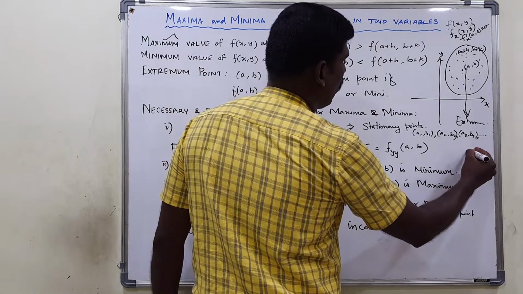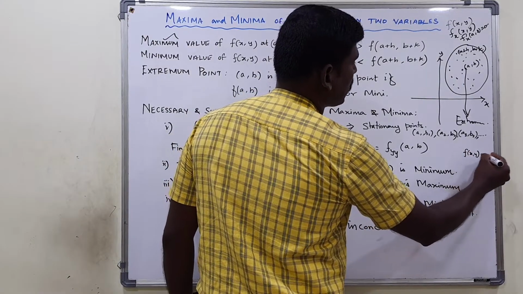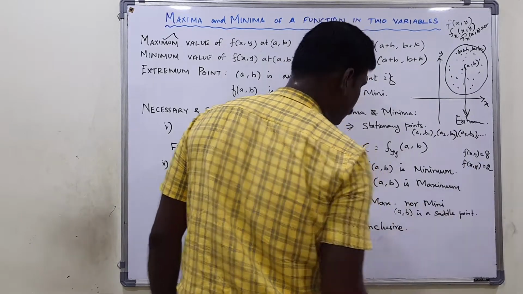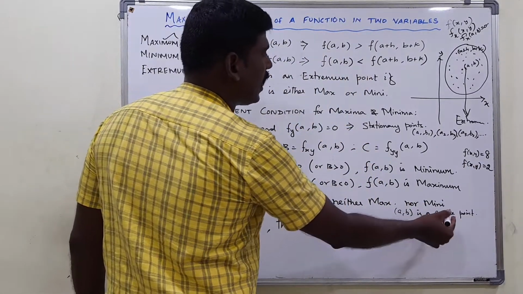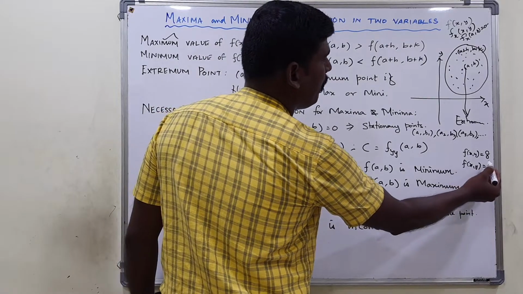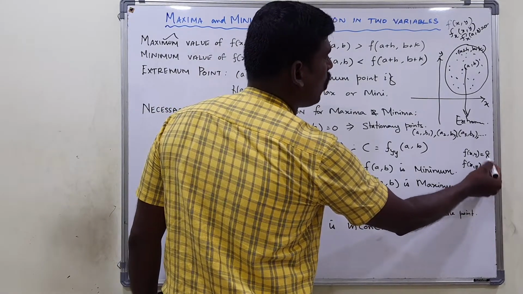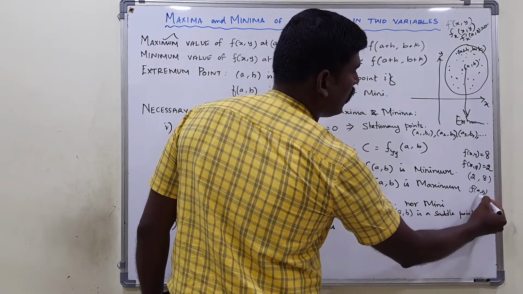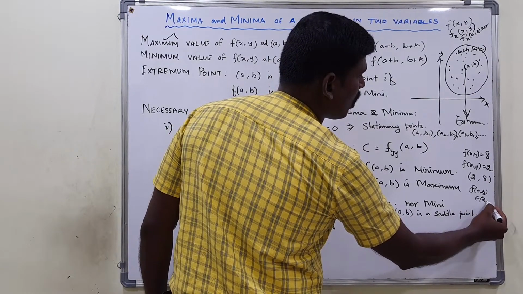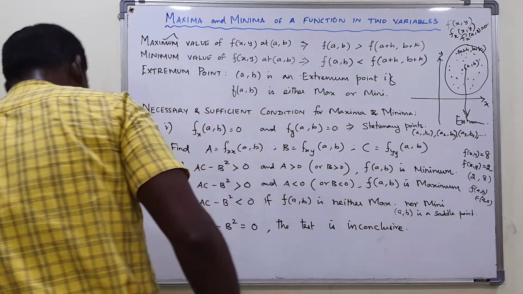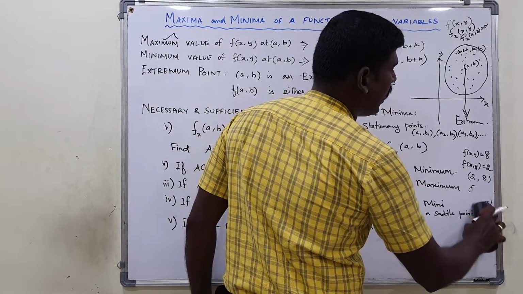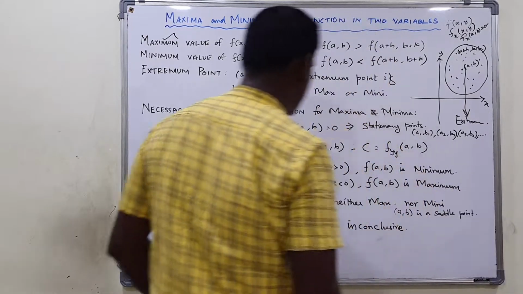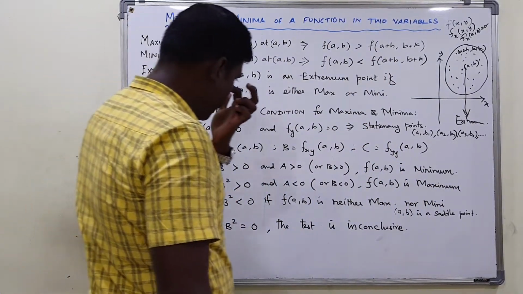For example, f of x comma y takes maximum value 8 and at the same time minimum value 2, then if a comma b is a saddle point, f of a comma b may take any value between 2 and 8. That's the meaning of that. So it takes neither maximum nor minimum; in between maximum and minimum, f of x comma y takes the value.